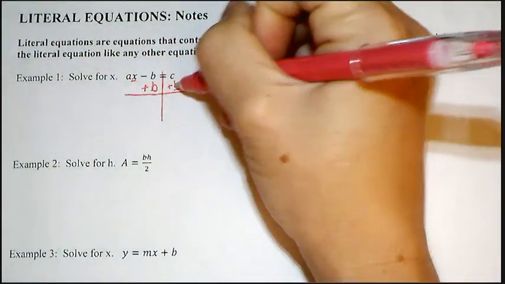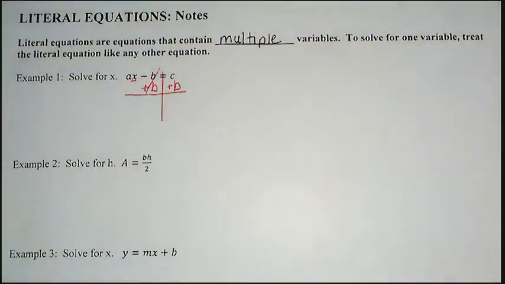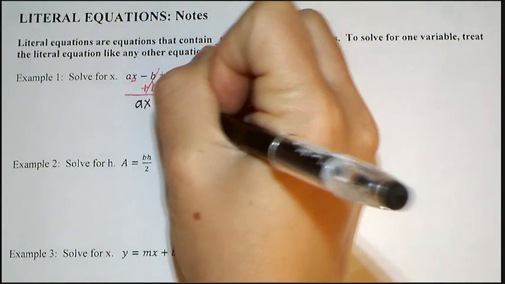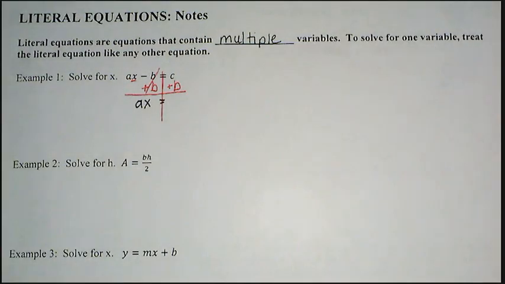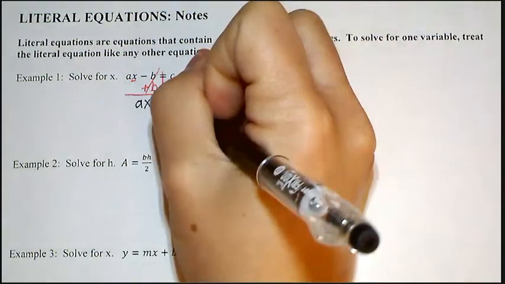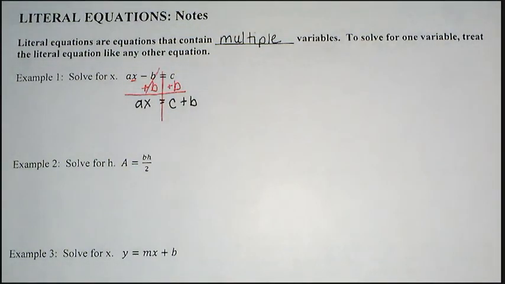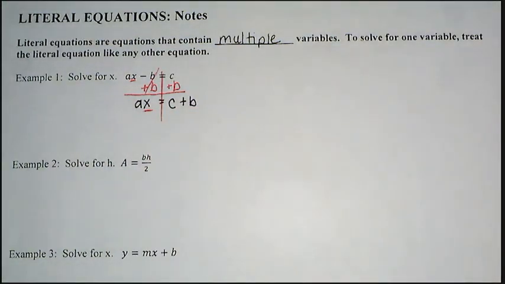Now, when I do that, the b's are going to cancel out on the left side. I'm left with a times x. And on the right side, I have c plus b. Now, they are not like terms, so I cannot actually add those. I'm just going to write it as c plus b, that sum. Now, I'm still trying to get x totally by itself. I'm trying to solve for x.